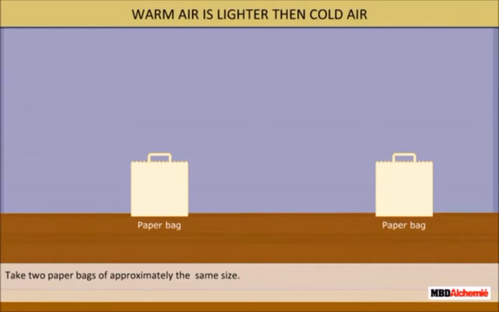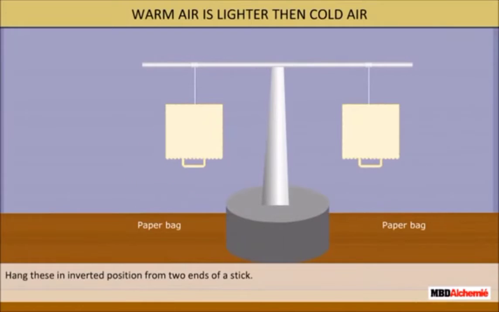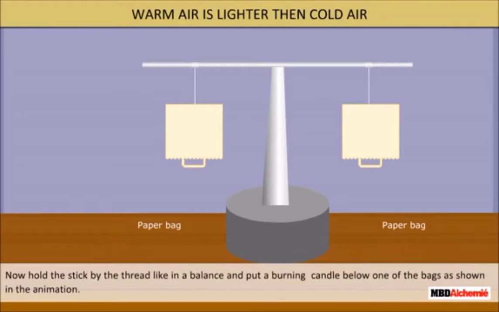Take 2 paper bags of approximately the same size. Hang these in inverted position on the 2 ends of a stick. Tie this stick in the middle with a thread. Now hold the stick by the thread like a balance and put a burning candle below one of the bags as in the animation.